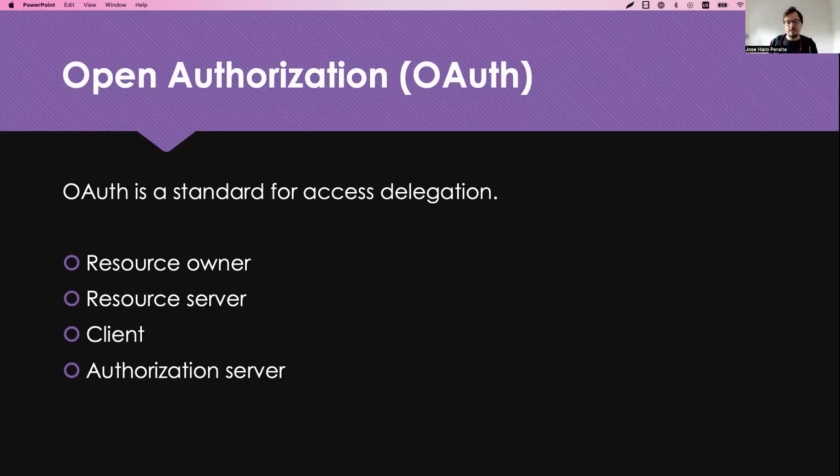Open Authorization basically is a protocol for access delegation. It allows a user to grant access to an application to data they own in a different application. There are a few important concepts here. We have the resource owner, which is the user. The resource server is the server that contains the data. The client is the application that is requesting access to the data. And the authorization server is the service that issues the access token to allow the client to access that data on behalf of the user.